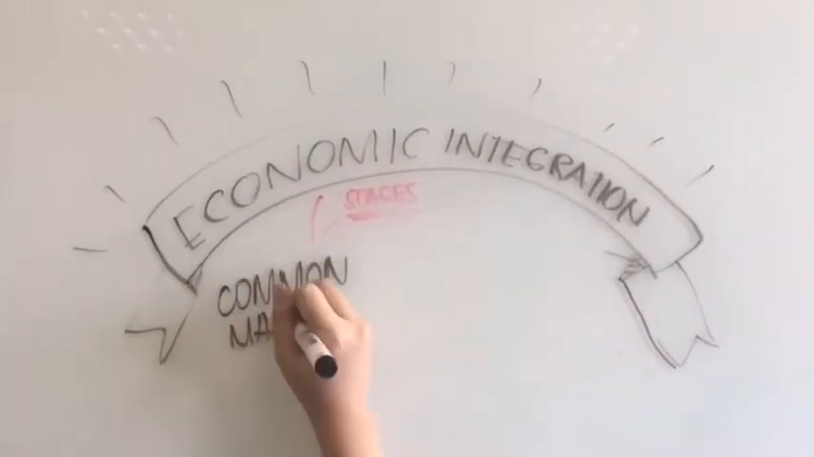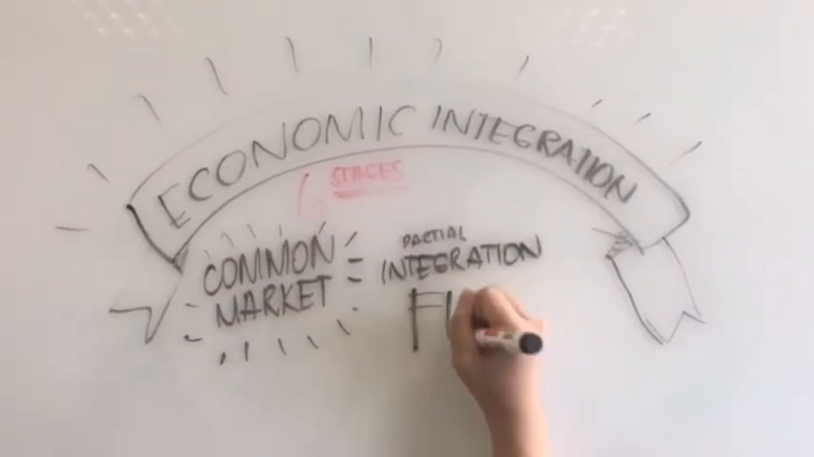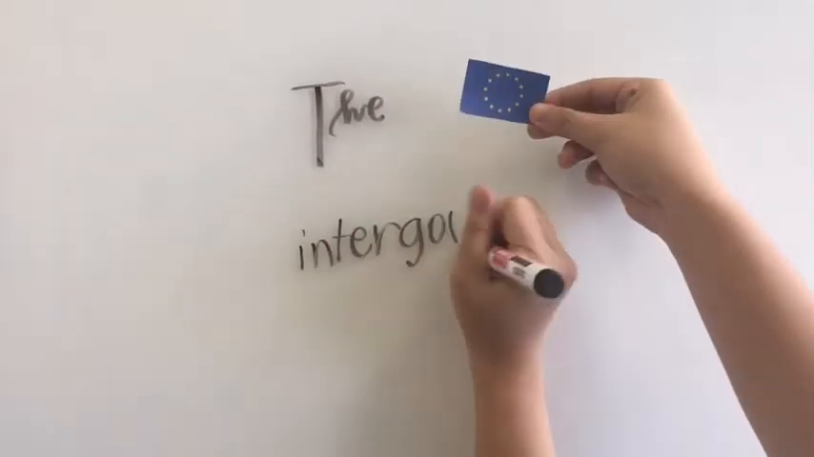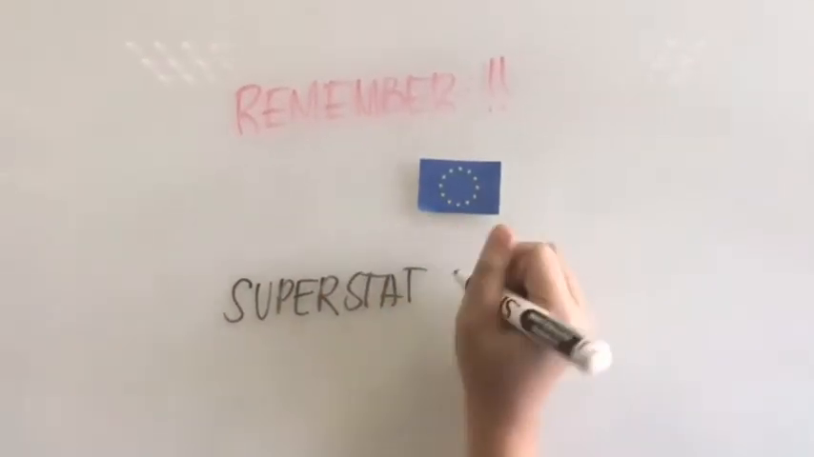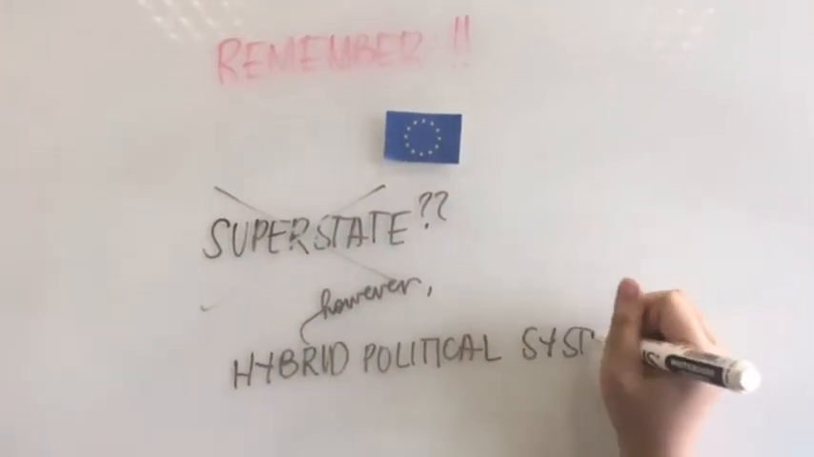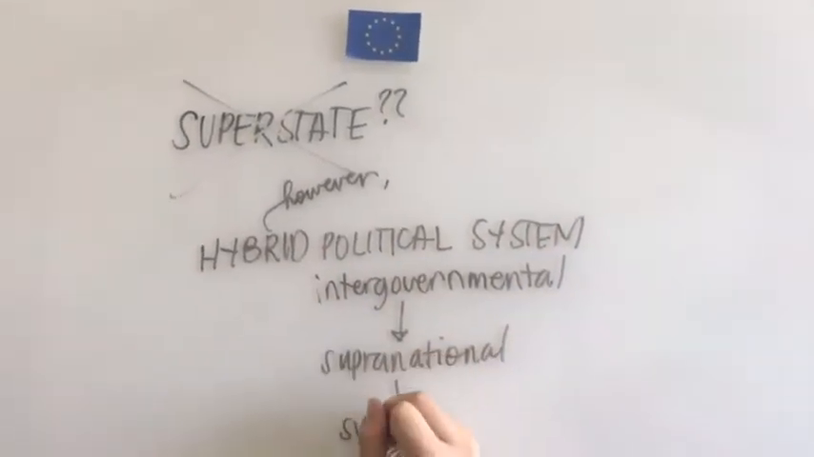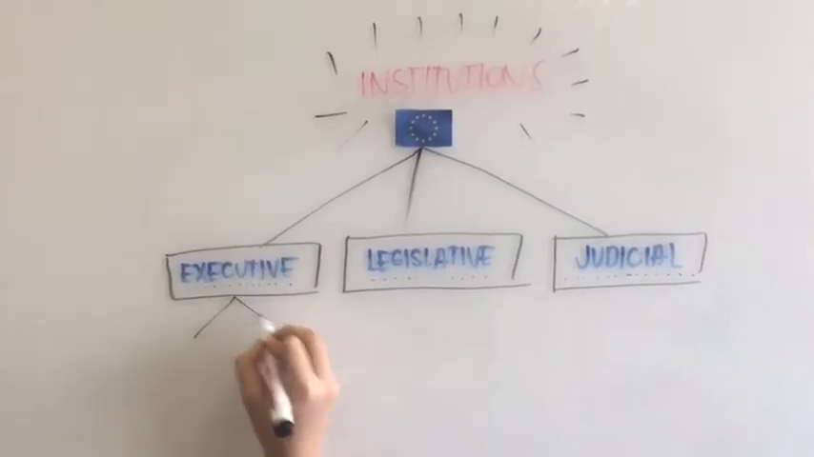The EU is a partial integration wherein key policy areas are in coordination, such as their monetary and fiscal policies, labor market, and regional development. The EU goes beyond intergovernmentalism and has adopted the notion that they are above the state, that they are supranational. But remember, the EU is not a superstate. However, it is a hybrid political system that consists of intergovernmental, supranational, and subnational components.